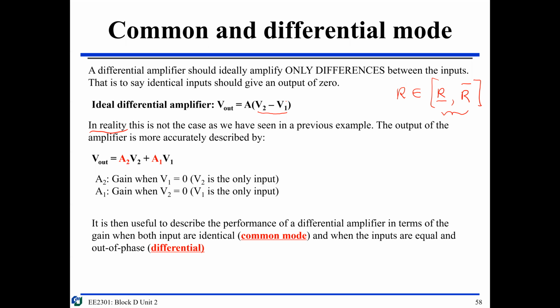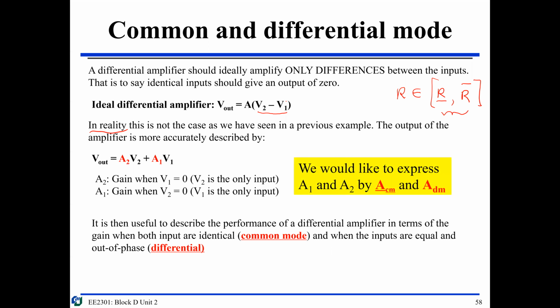So we are going to split them into two types. One is called common mode. Another one is called differential mode. Okay, so let's move on. For this, in general, we have this type. This is a superposition principle, right? We hope to write this A1, A2 in terms of A common mode and A differential mode. See how we can do that.